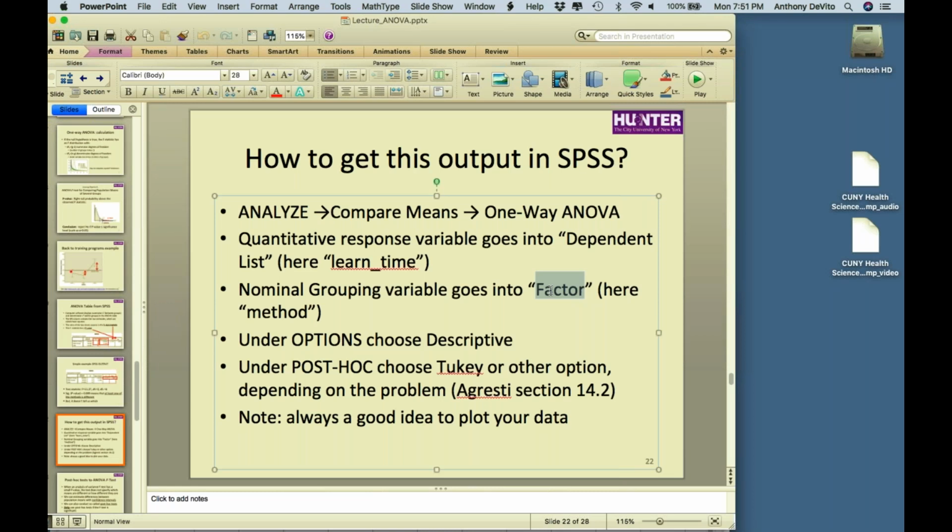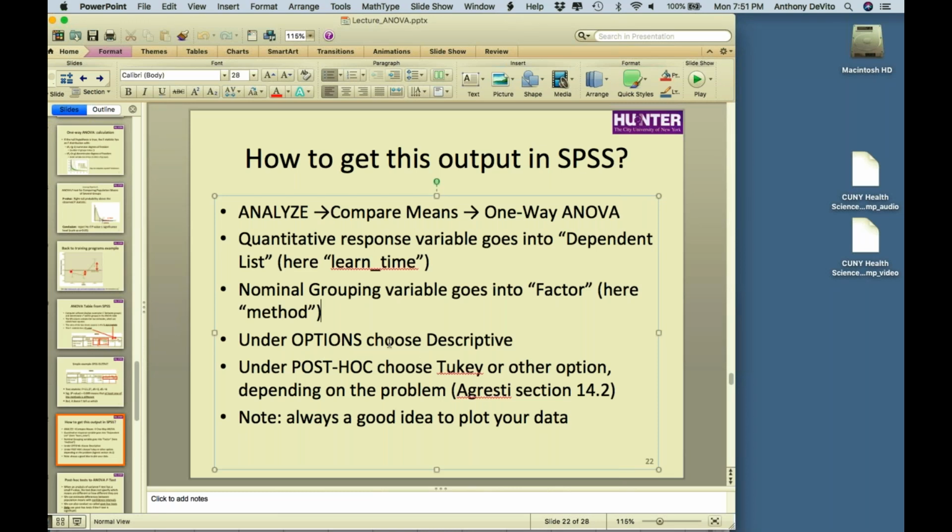Male, female, well, that's only 2, but group 1, group 2, group 3, ethnicity, hair color, whatever it happens to be, the grouping variable, the name variable, goes into the factor box. Then under options, and then you would calculate your analysis of variance.